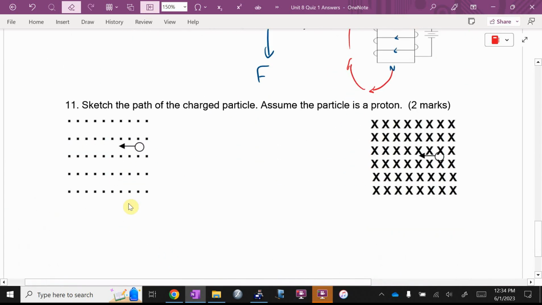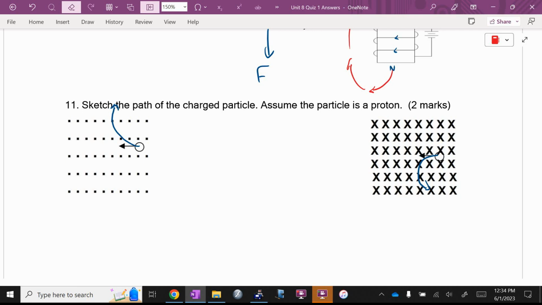Sketch the path of the charged particle. Assume the particle is a proton. Proton moving to the right, magnetic field out of the page. It's going to be a half circle in that direction. Magnetic field into the page. It's going to be a half circle curving in this direction. Yes?